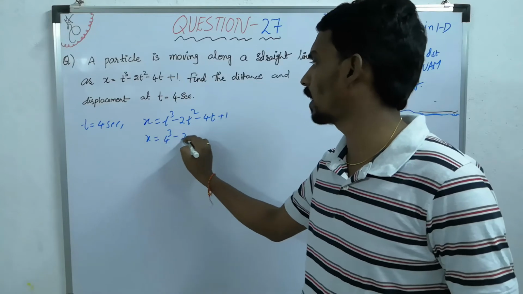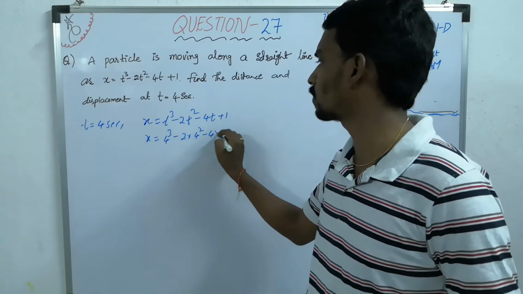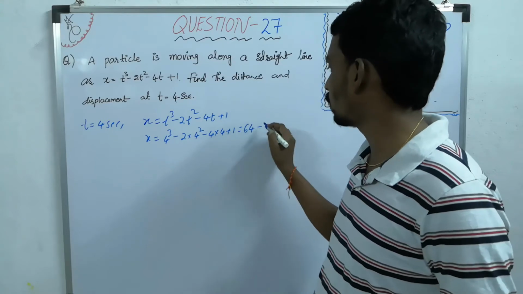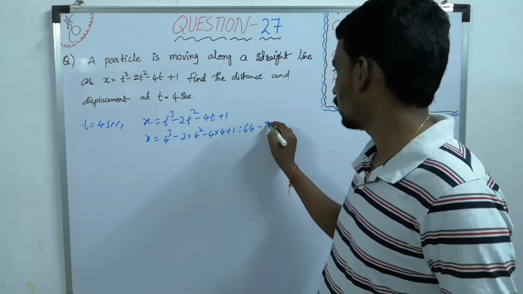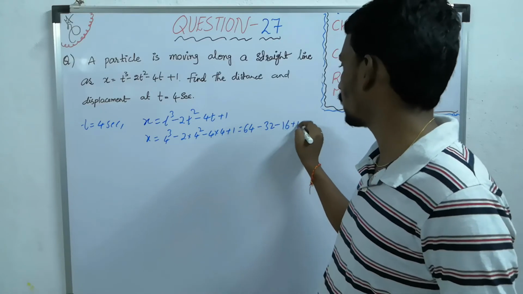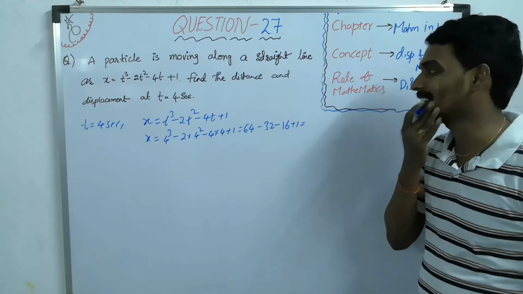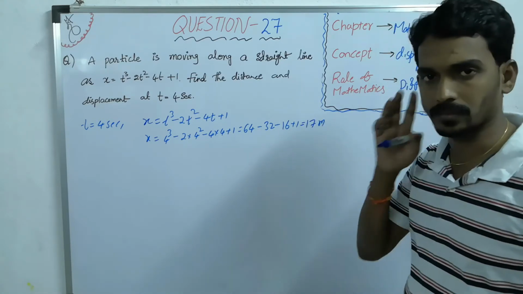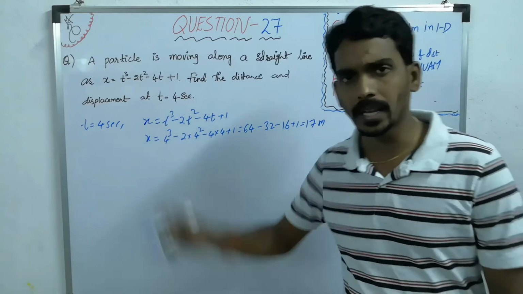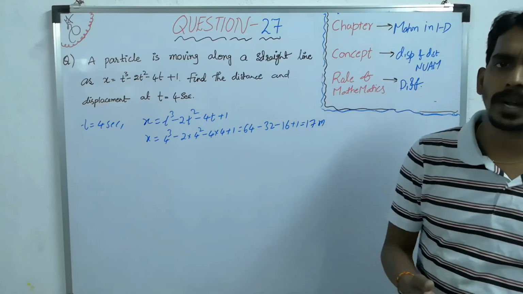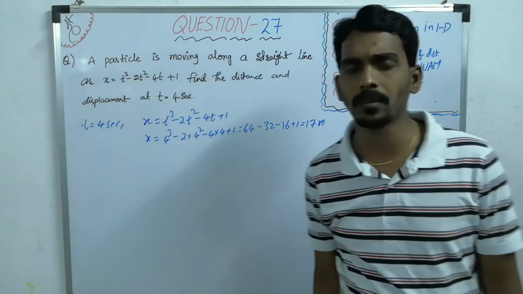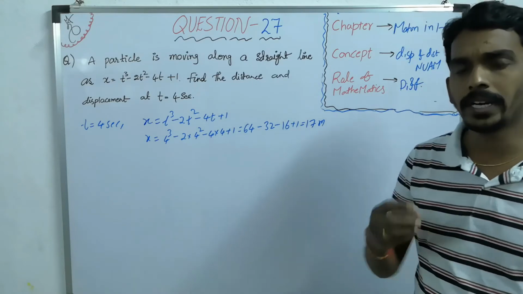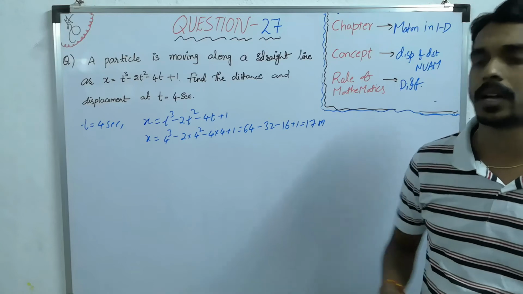So 4 cube minus 2 into 4 square minus 4 into 4 plus 1. That is 64 minus 32 minus 16 plus 1. So you will get 16 plus 1, 17 meter. This is the displacement at that time. So if you want to find displacement, substitute the given time in the equation. But if you want to find distance, you need to find the initial and final positions.